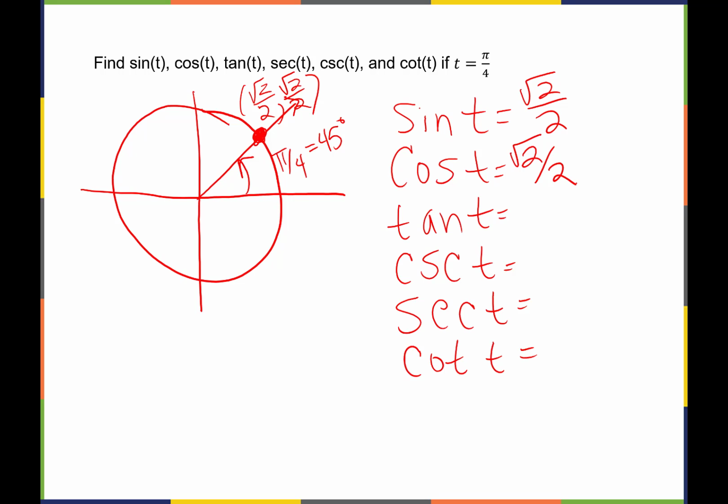My tangent is y over x. And since y and x are both the same here, when I take y over x, I'm going to get the same thing on the top and the bottom, which we know is equivalent to 1. My cosecant is the reciprocal of sine, so I have 2 over the square root of 2 if I flip it upside down, and then you can obviously rationalize that if you would like. Secant is the reciprocal of cosine, which again is 2 over the square root of 2. And then lastly, the cotangent is the reciprocal of the tangent, so that would be 1 over 1, which is just 1.